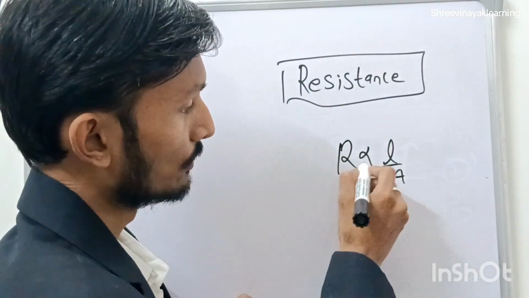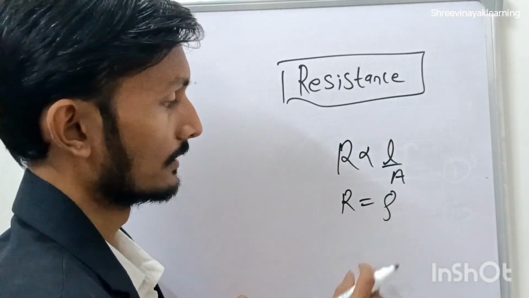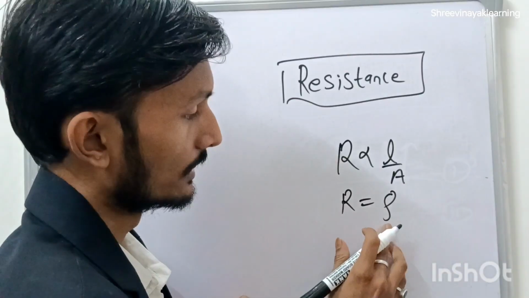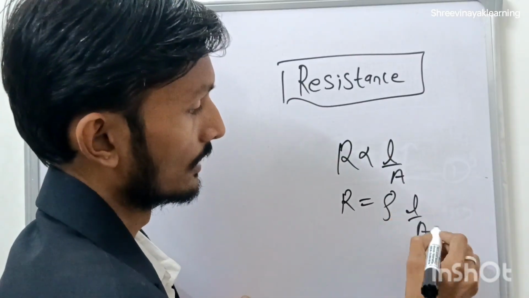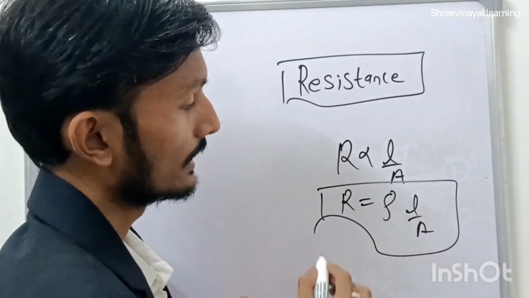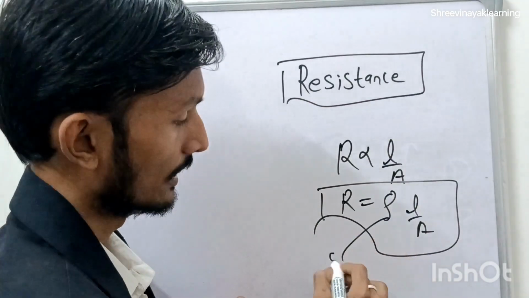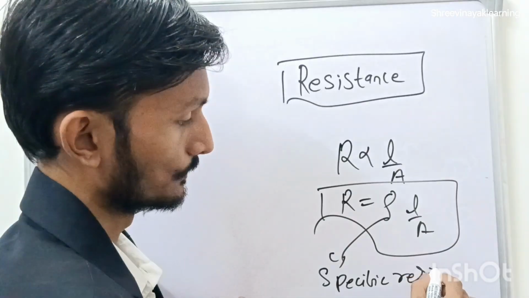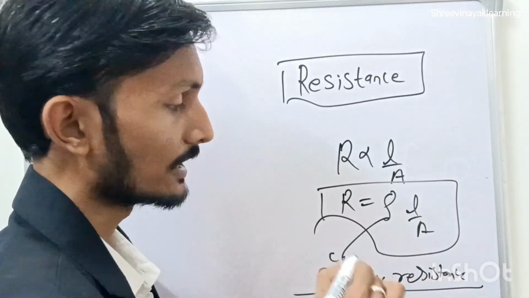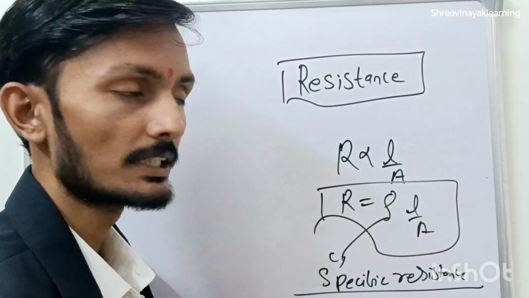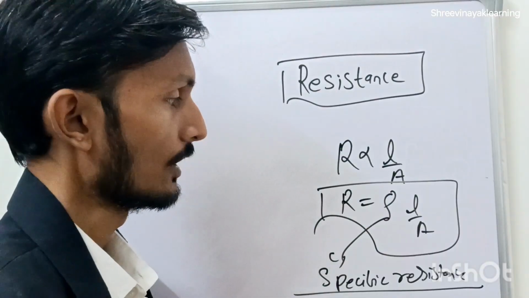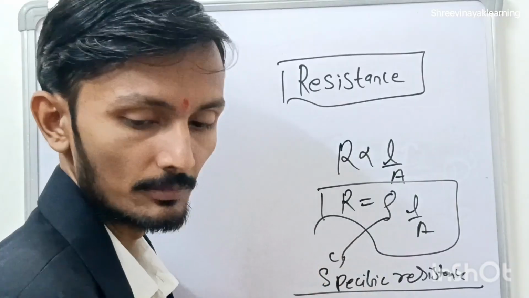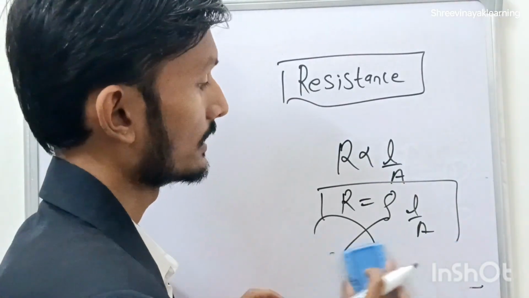If we remove this proportionality sign and replace it with the proportionality constant rho, this is rho. What is rho? Rho is basically the specific resistance. We call it specific resistance. And what is specific resistance? Specific resistance is the resistance of a conductor whose area is 1 meter square and length is 1 meter.